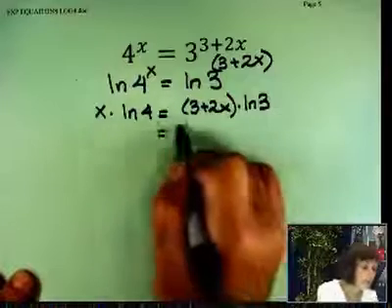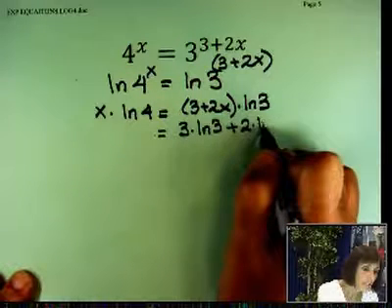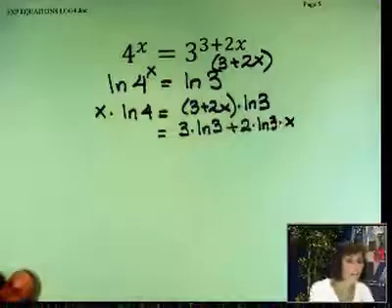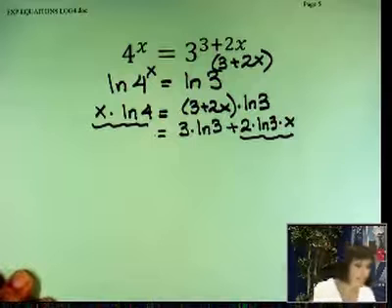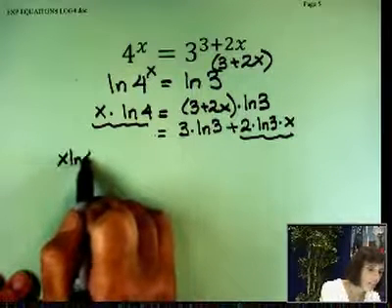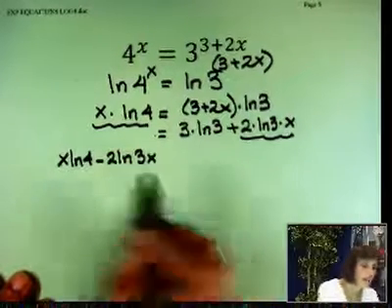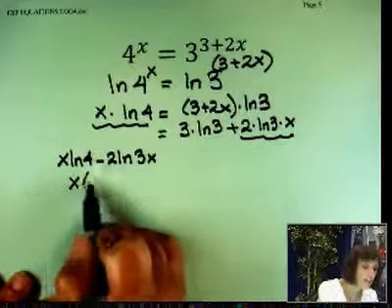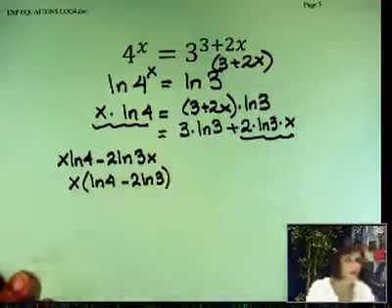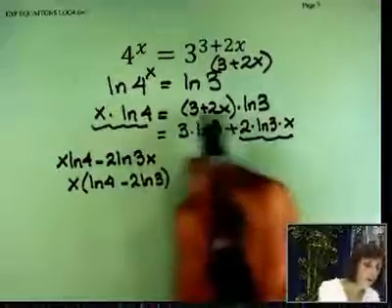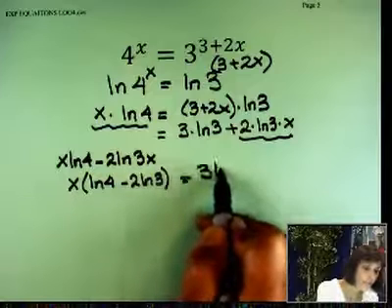Let's open this up. That means 3 times ln of 3 plus 2 times ln of 3 times x. Watch. This one has x in it. This one has x in it. So let's move them to the same side. x ln of 4 minus 2 ln of 3 x. Let's factor x out. ln of 4 minus 2 ln of 3. That's the left-hand side. Okay, what do I have at the right-hand side? Right-hand side, I simply have that 3 ln of 3.